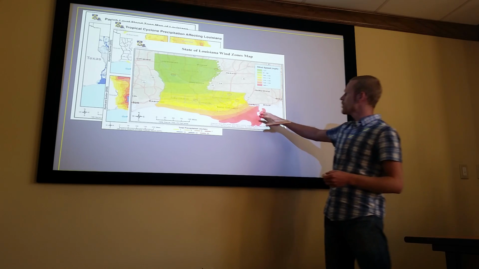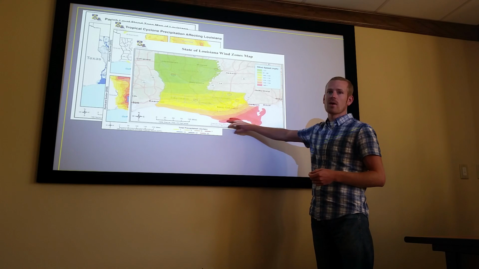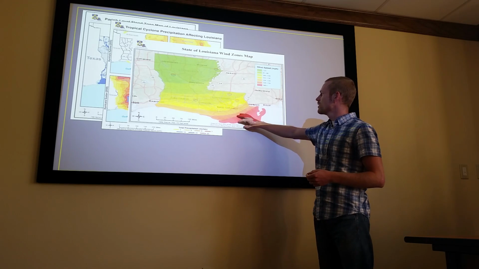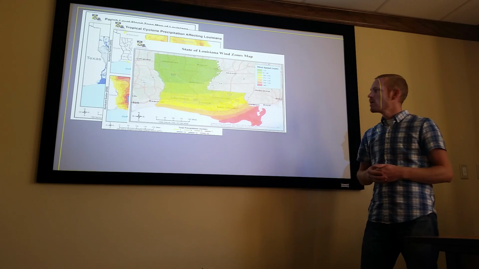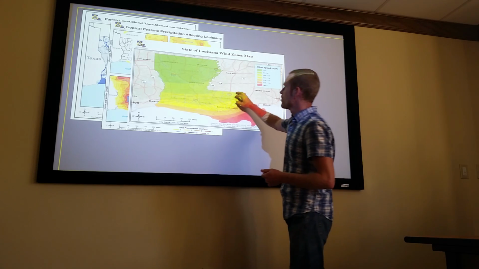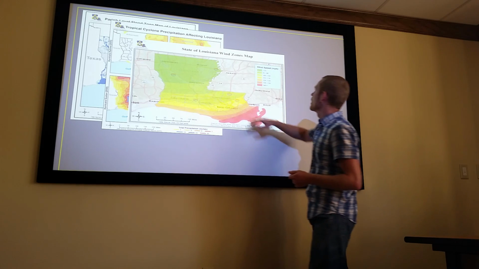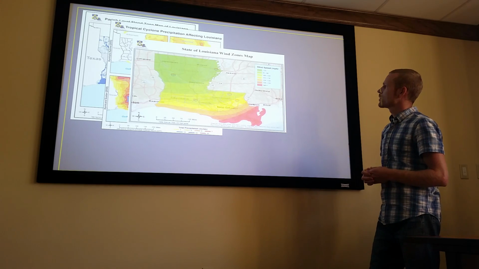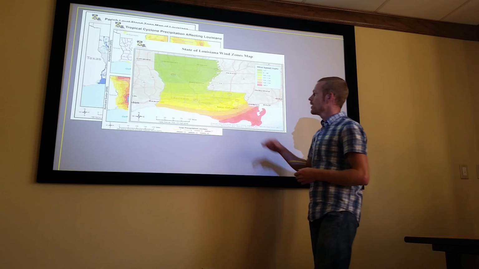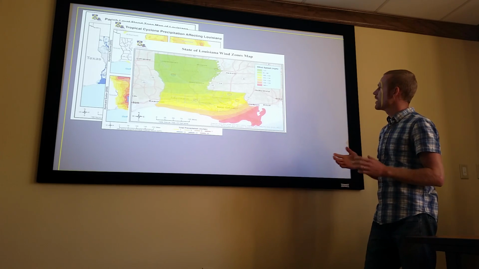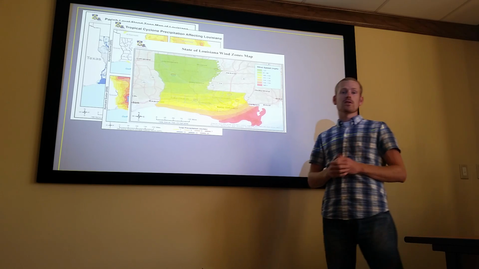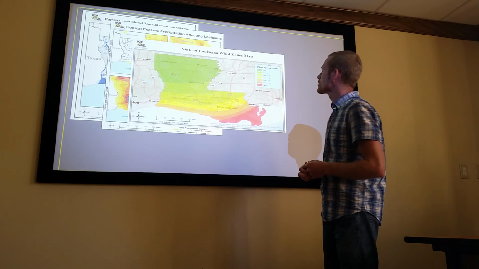And so it goes all the way up to more than 140 miles per hour here in southeast Louisiana. And then each different color is a 10 mile per hour increment down from that. So you get into the Baton Rouge, Lafayette, Lake Charles area, and you're in the 100 to 109 mile per hour range. And New Orleans is straddling basically the 110 to 119 and 120 to 129 mile per hour range.